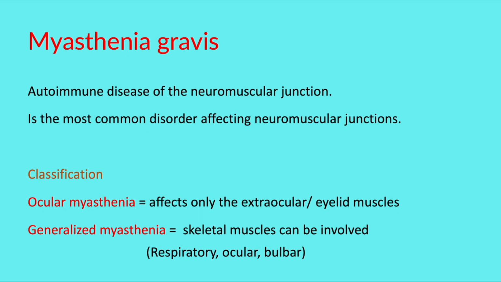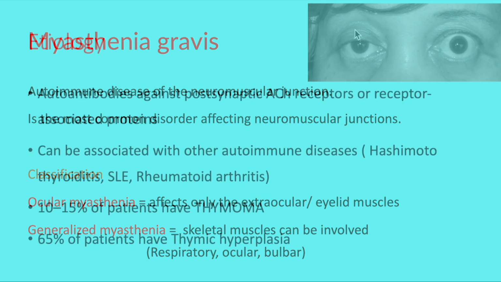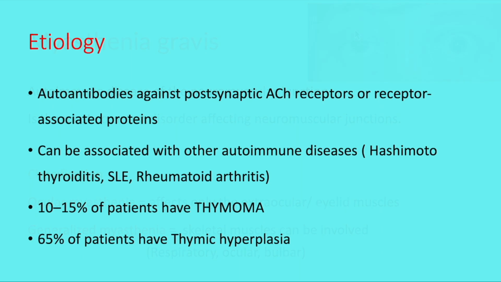Now, generalized myasthenia can affect any skeletal muscle of our body, but the most commonly affected are respiratory muscles, ocular muscles, bulbar muscles, and muscles of the proximal limbs. In this picture, we can see a right upper eyelid ptosis, which is a symptom of myasthenia gravis.